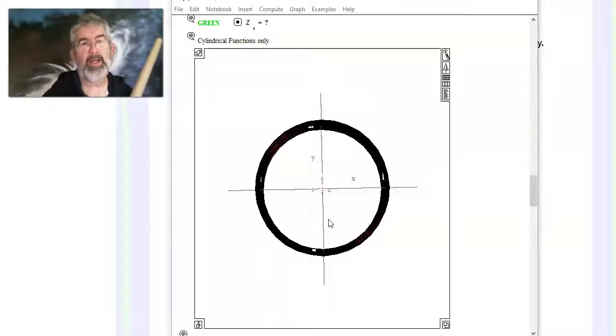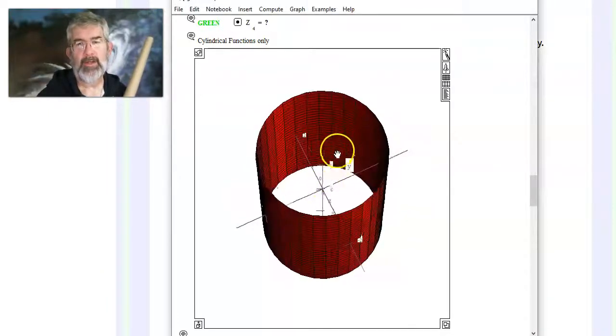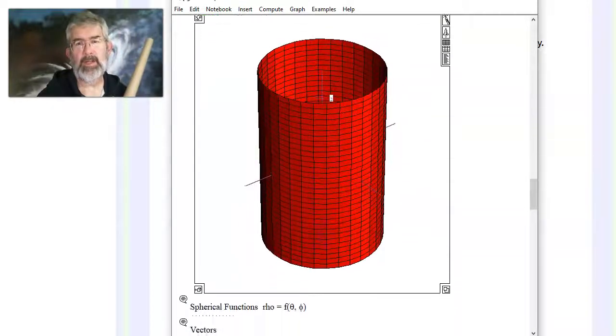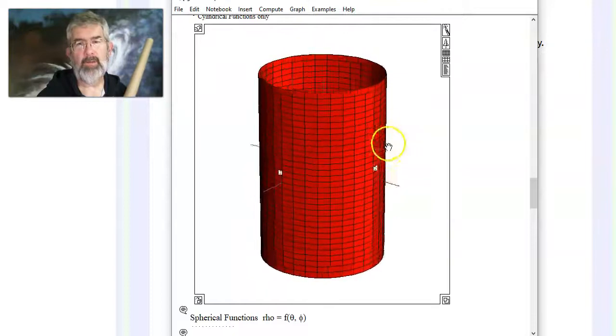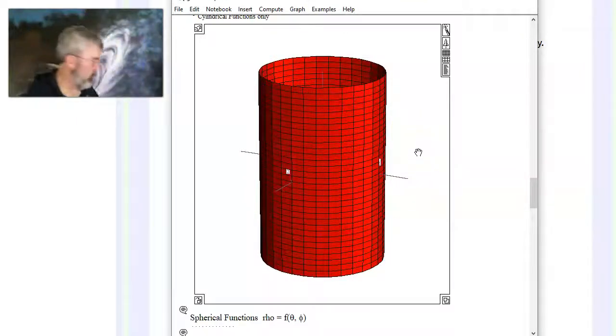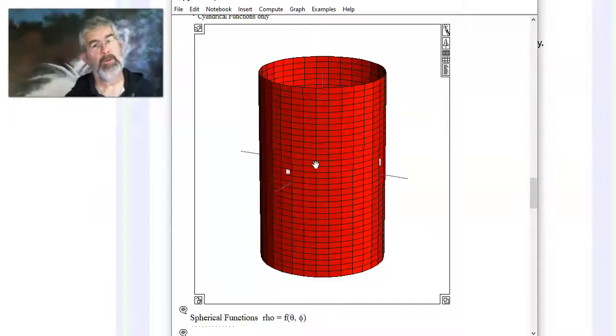This is quadratic in x, is quadratic in y. However, it doesn't have any z's in it. So because it doesn't have any z's in it, then the z coordinate can be anything. So as long as the x and y satisfy the equation of that circle, x squared plus y squared equals 4, circle radius 2, then you just let z be anything you want, and you get this thing called a cylinder.